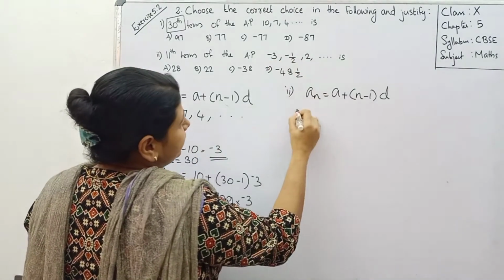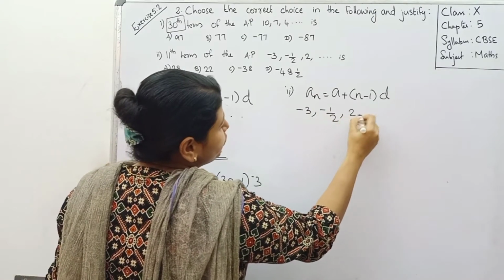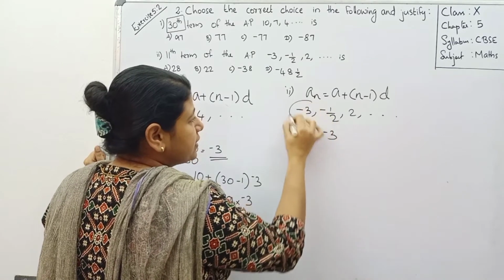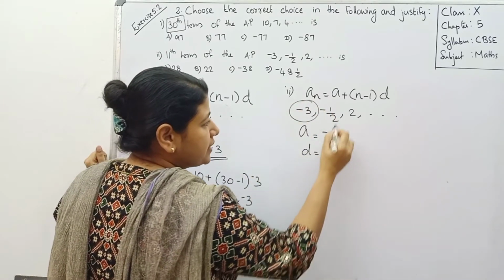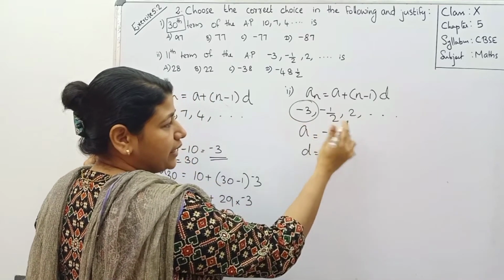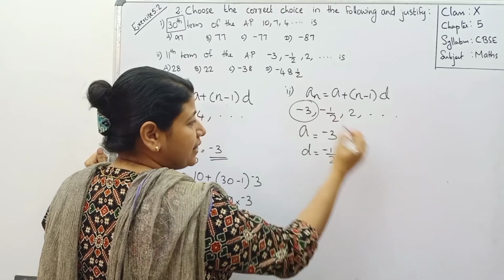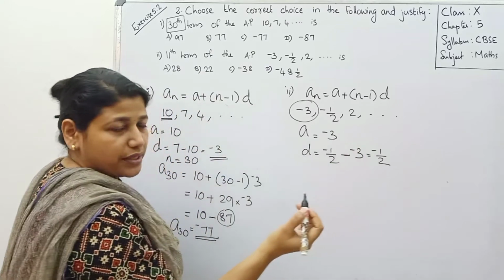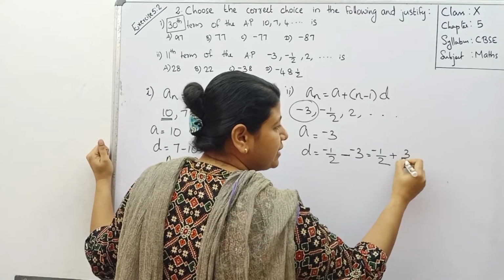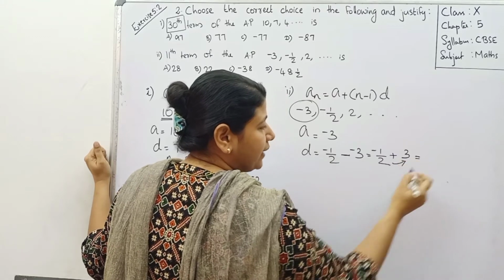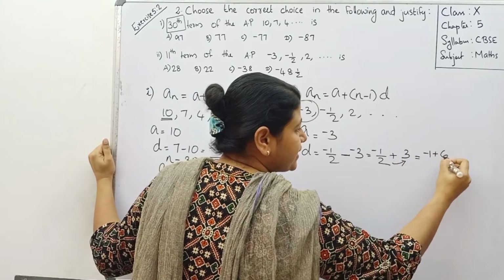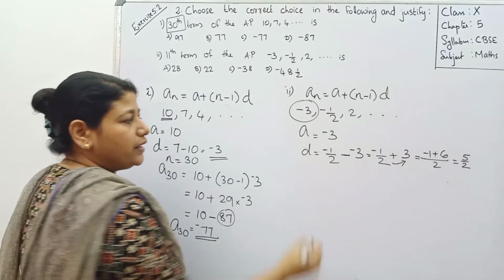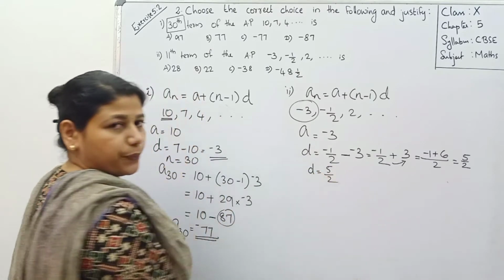Our AP is given as negative 3, negative 1 by 2, 2, etc. This is the AP. And a is negative 3, the first term. And the common difference is a2 minus a1 or a3 minus a2, that is negative 1 by 2 minus this negative 3. When two negatives come together, it becomes plus, isn't it? Which is 3. So we can just do like this: negative 1 plus 3 into 2 is 6, by 2, you will get 6 minus 1, which is 5 by 2. So the common difference is 5 by 2.